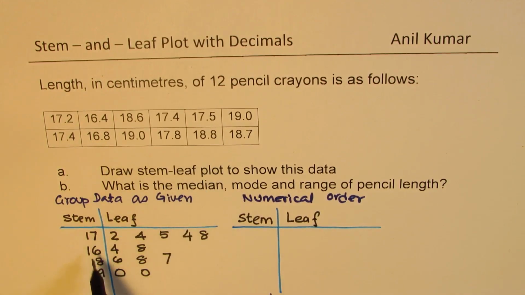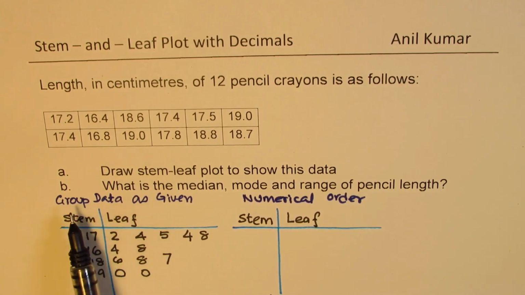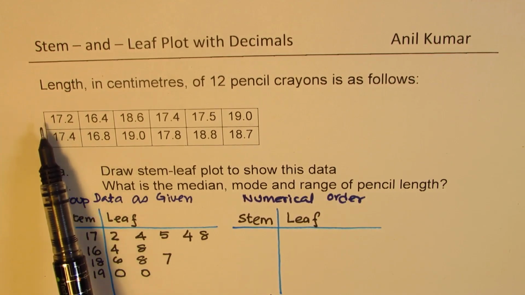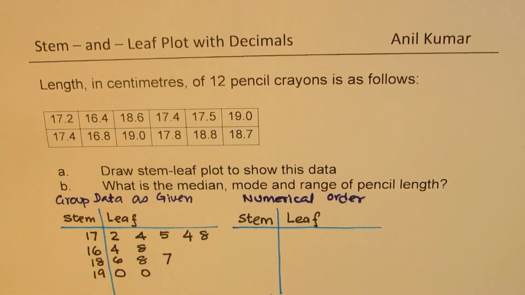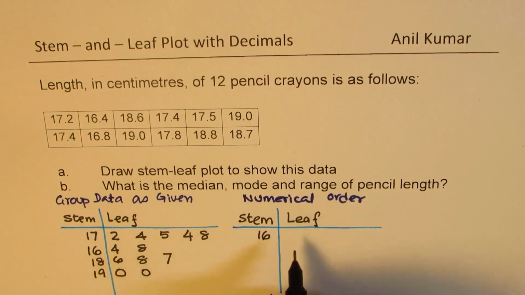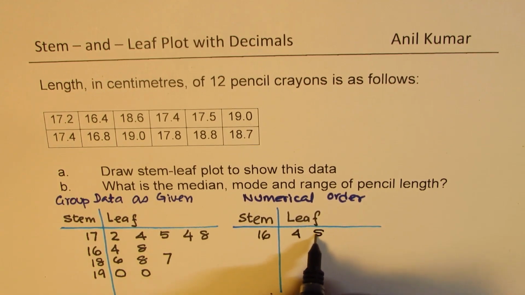Now some of you, while placing this, could have written 16 first and 17 later. However, when I say arrange them as given in the group, we try to go as per each data element. You understand? Now, in numerical order, 16 comes before. So we'll take up this group with 16. And in 16 we have two elements, 4 and 8. So we'll put those 4 and 8 in order.